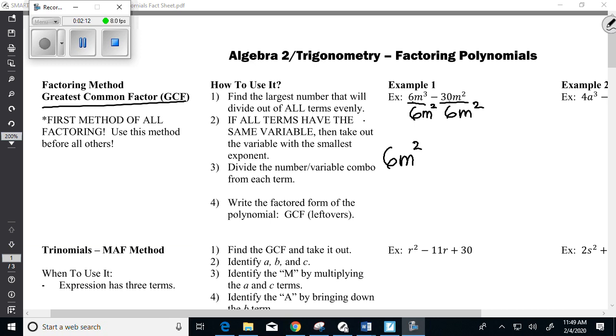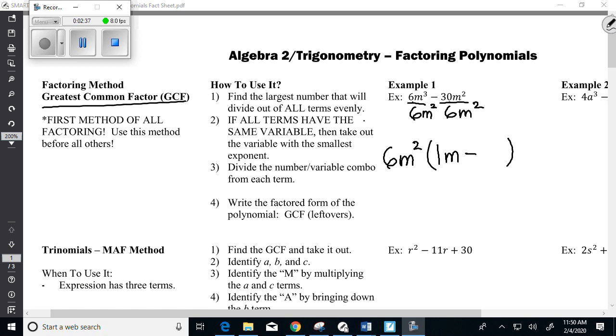6m squared, since it's the greatest common factor, would go out in front, and you must write that. Inside of the parentheses is what you put after you finish dividing. So 6 divided by 6 is 1. M to the third divided by m squared. This is a situation in which you subtract the exponents. 3 minus 2 is 1.